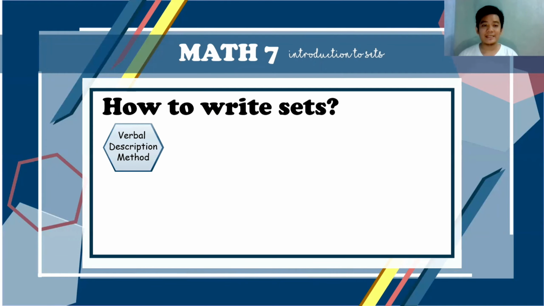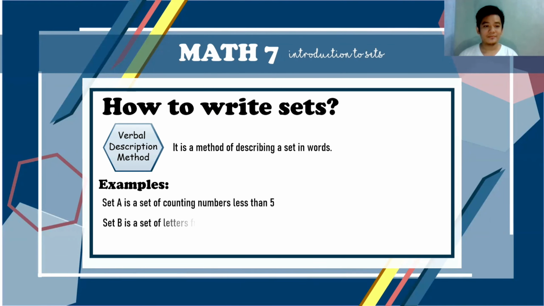Let us have a second example. Set B is a set of letters from the word Philippines, where set B is the name of the set, and a set of letters from the word Philippines is our description. Set C is a set of primary colors. We have the name of the set, which is set C, and the description, which is a set of primary colors. In conclusion, for verbal description method, this is just writing sets in sentence form.